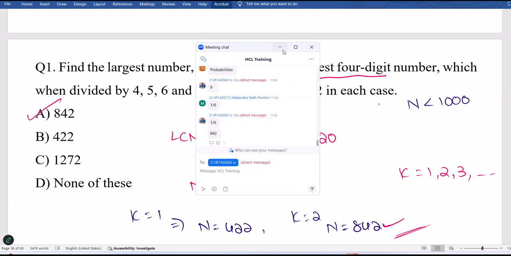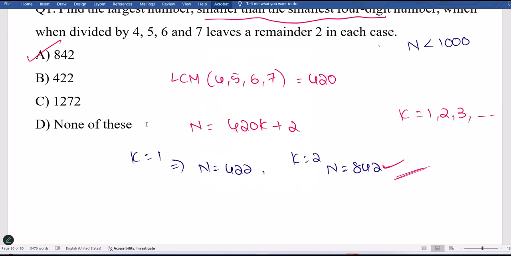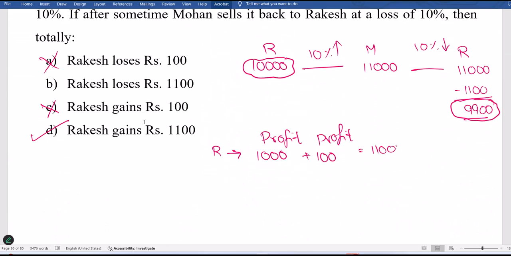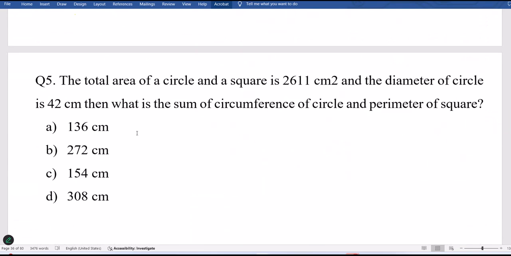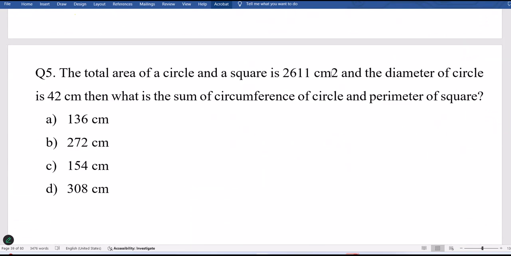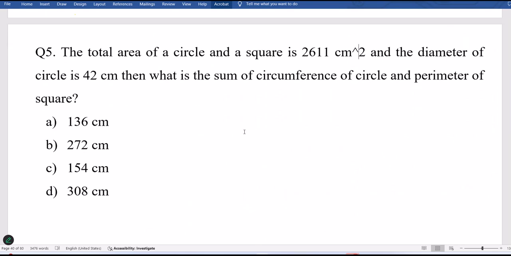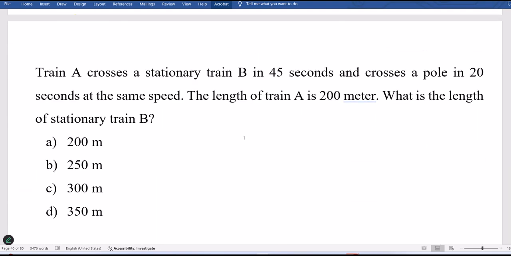842. Perfect. It's not 422, it's 842. So find this question, good one, and this is done. I think this can be handled by you people easily. It's not a big deal for you. You can solve that question.